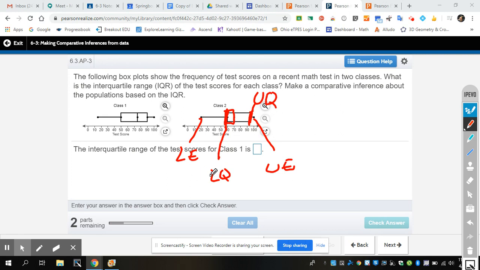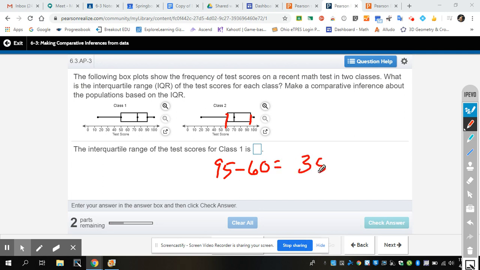So if it asks for the IQR, the interquartile range, that is saying what is the distance from one side of the box to the other side of the box. So that goes from 60 to, what is it, about 95? So we'll go 95 minus 60, that is 35. So that means the interquartile range for this class 2 would be 35.